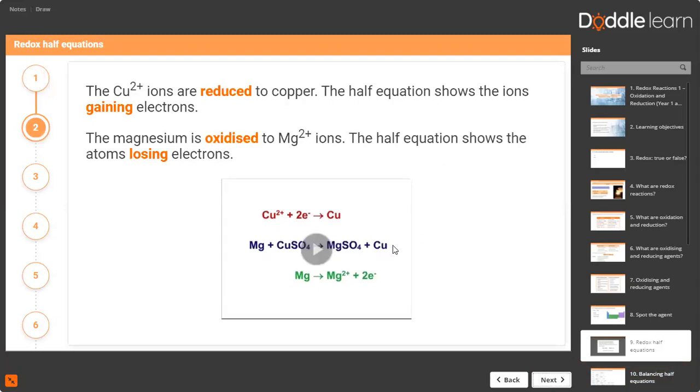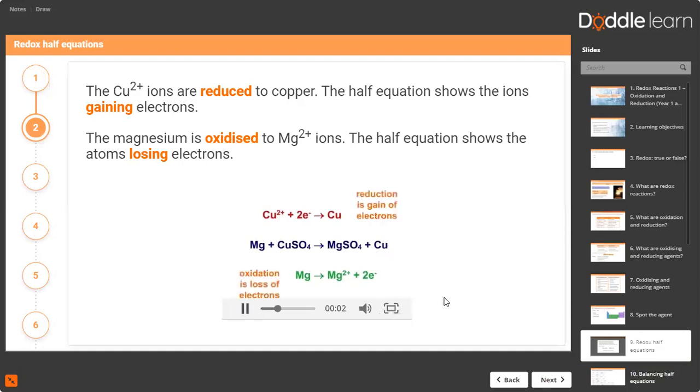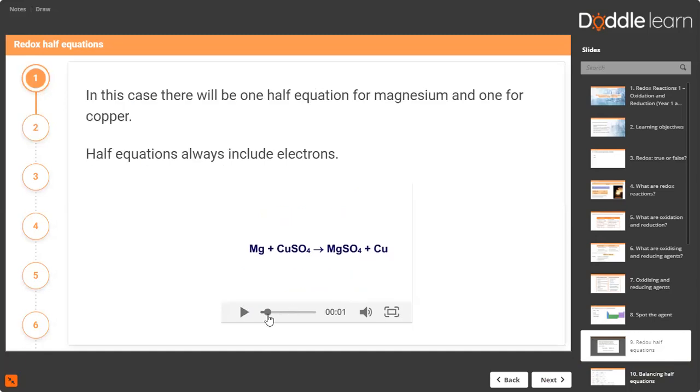So let's talk this through. These are our half equations. Why are we here? What has happened? Let's go back up here, actually. We've got magnesium plus copper sulfate going to magnesium sulfate plus copper. We can look at this straight away and work out what is reduced and what is oxidized. In this situation, our magnesium is going to be oxidized and our copper is going to be reduced.